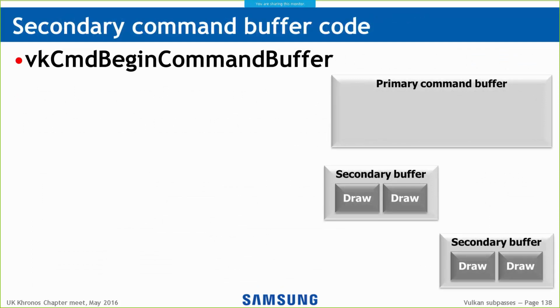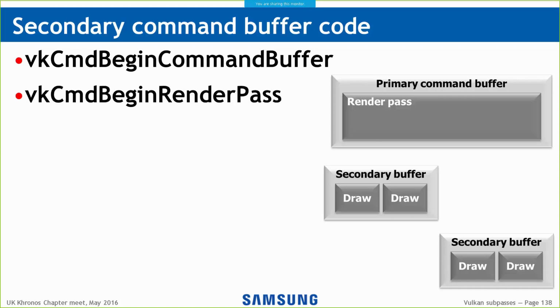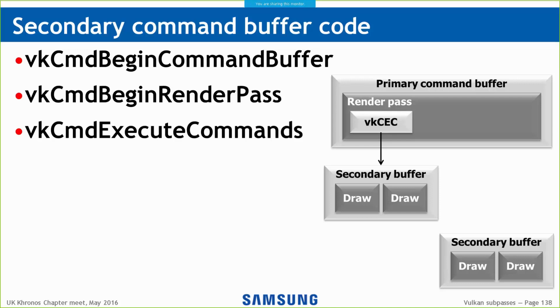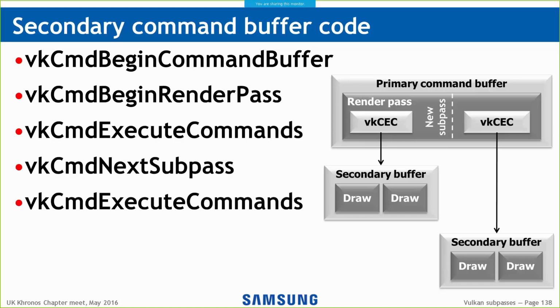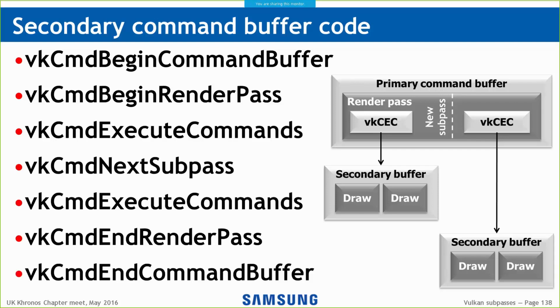So you do the begin command buffer in the primary command buffer, create a render pass. There's the command execute commands that calls the secondary command buffer. You might go to the next subpass, and so on. So again, the actual code for invoking this isn't that complicated. Most of the complexity is involved in setting up the data structures for it.